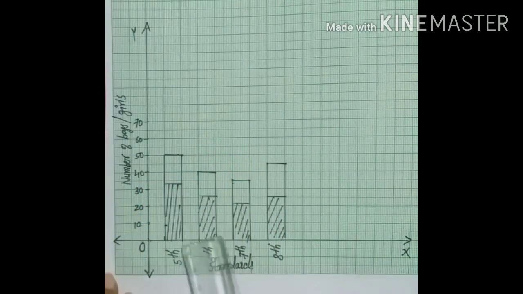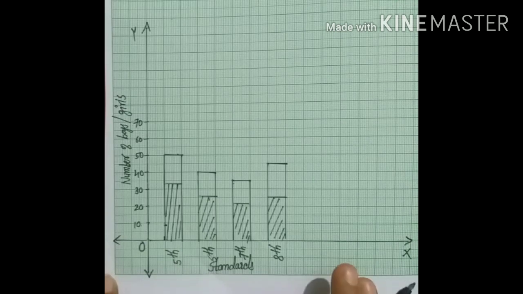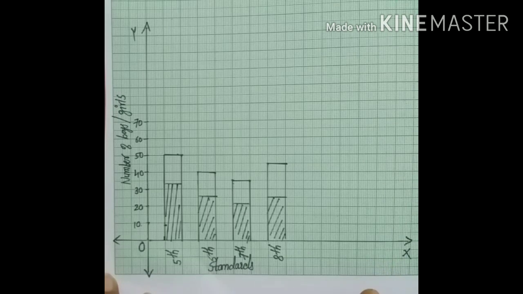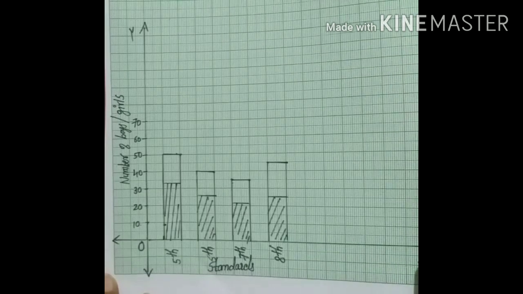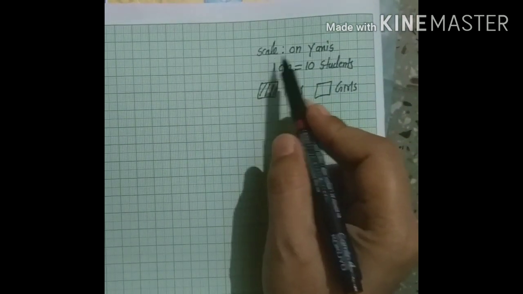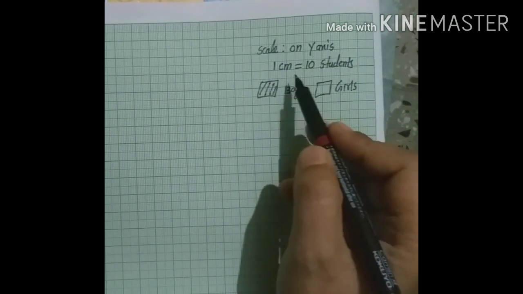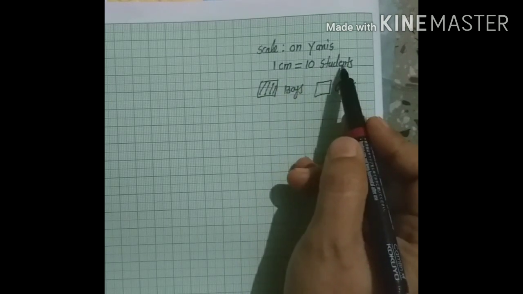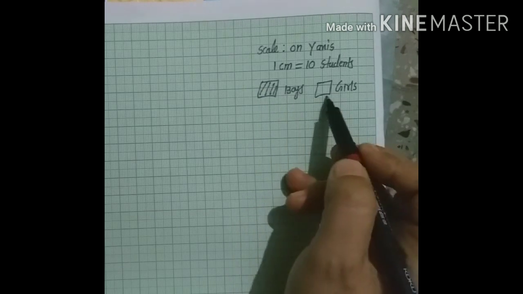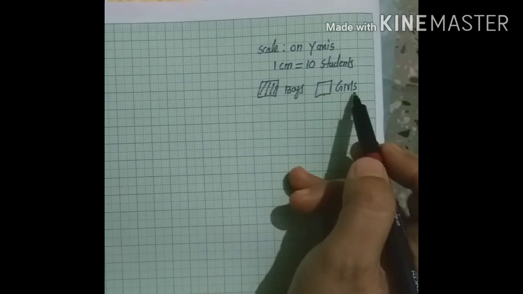This way, children, you have to draw the graph. Graph should be very neat and clean and pencil should be pointed when you are drawing the bar graph, children. Okay, now last we see the scale, children. Here, scale. On y-axis, 1 centimeter equal to 10 students. This shaded box is boys and the blank, the white one is girls.